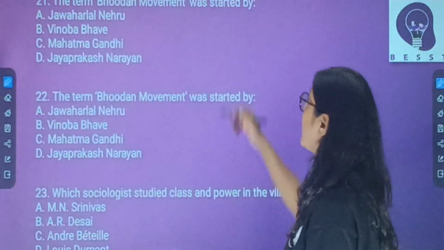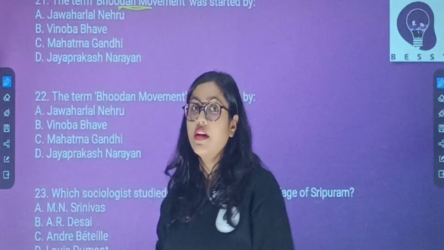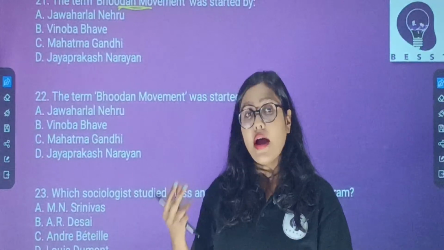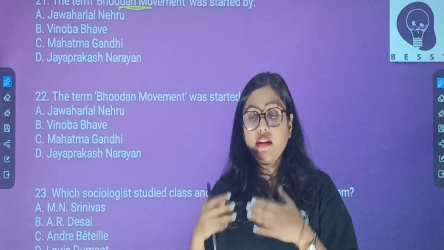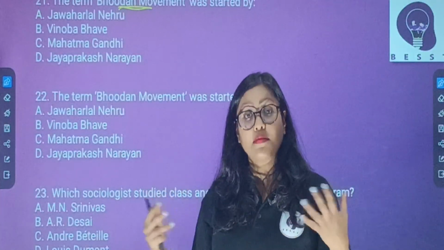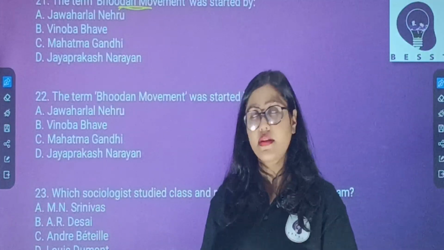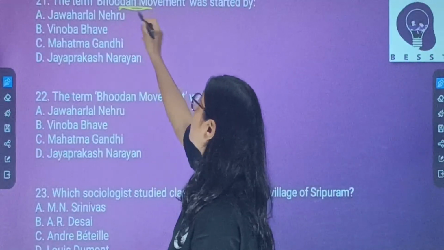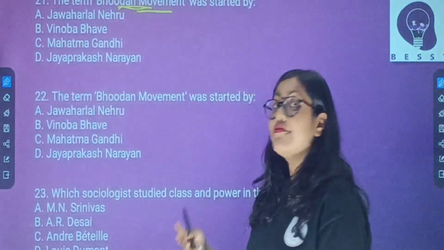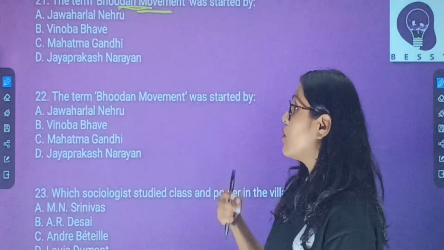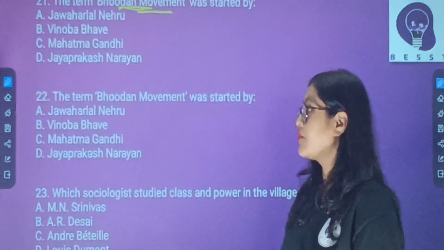The term Bhudan movement was started by. This Bhudan movement, Bhudan means to grant a land to someone. Okay, at that time what was happening? The large landowners were granting the land to the landless laborers. So this Bhudan movement signifies that aspect when land is granted to the people who were not resourceful enough.